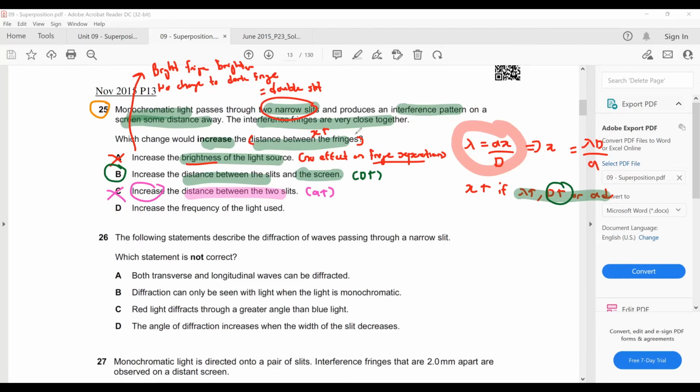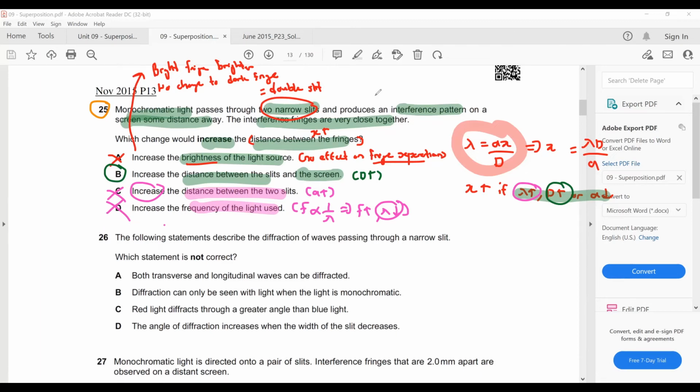And then after that, D, increase the frequency of light used. How is frequency related to wavelength? You know that frequency is inversely proportional to wavelength. So this means that if frequency increases, wavelength would drop. Wavelength is dropping here, but you want wavelength to increase. So this is out. So the answer is B. Okay, so this one is all right.